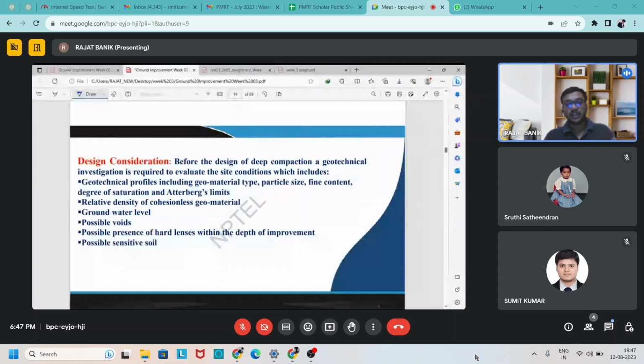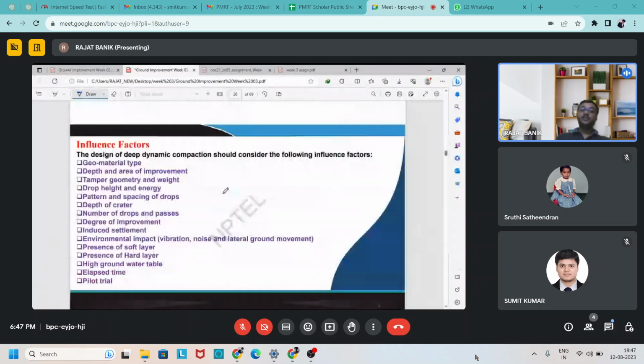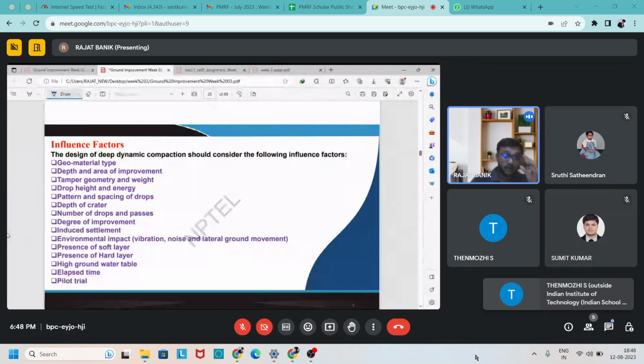In the next slide, we discuss some influence factors. What are the different factors that actually govern our deep dynamic compaction? The first one is soil type, that is whether it is silty in nature, sandy soil or clay soil. We know that clay soil is problematic in nature. The deep dynamic compaction is not good there. So this is also a governing factor in our case.